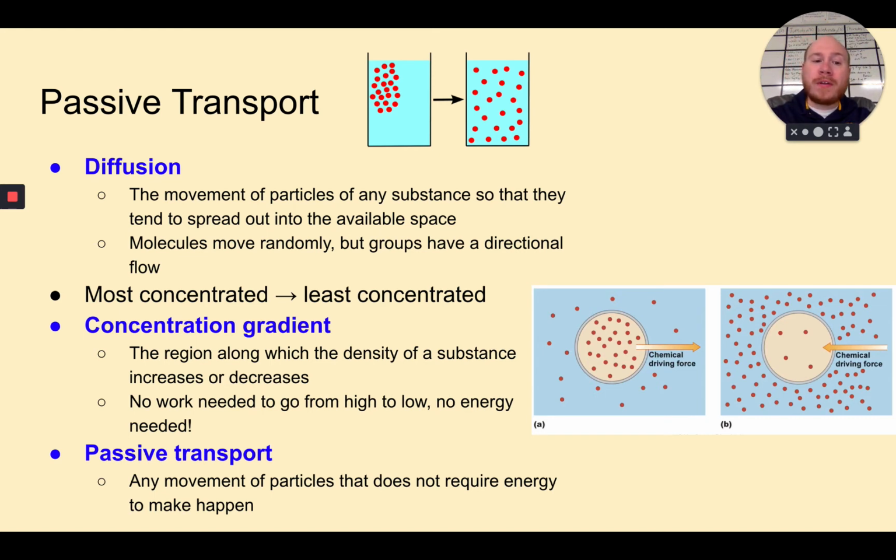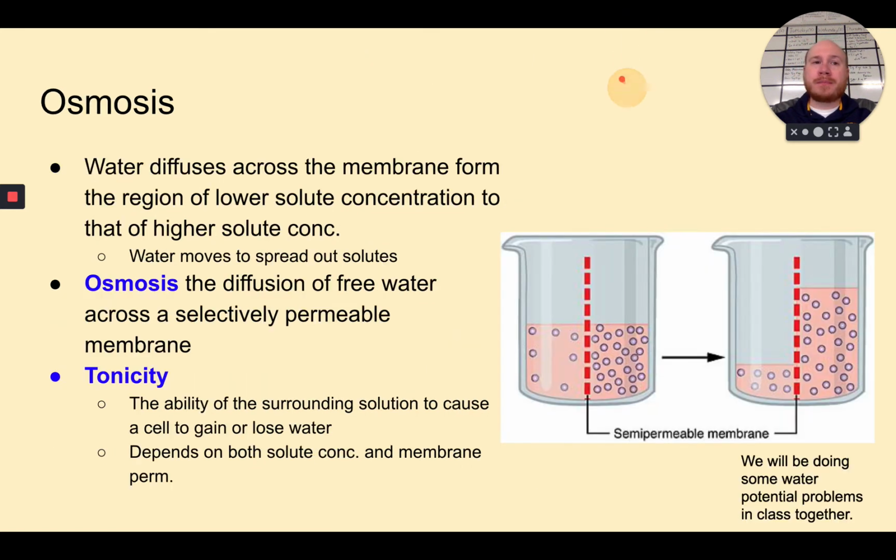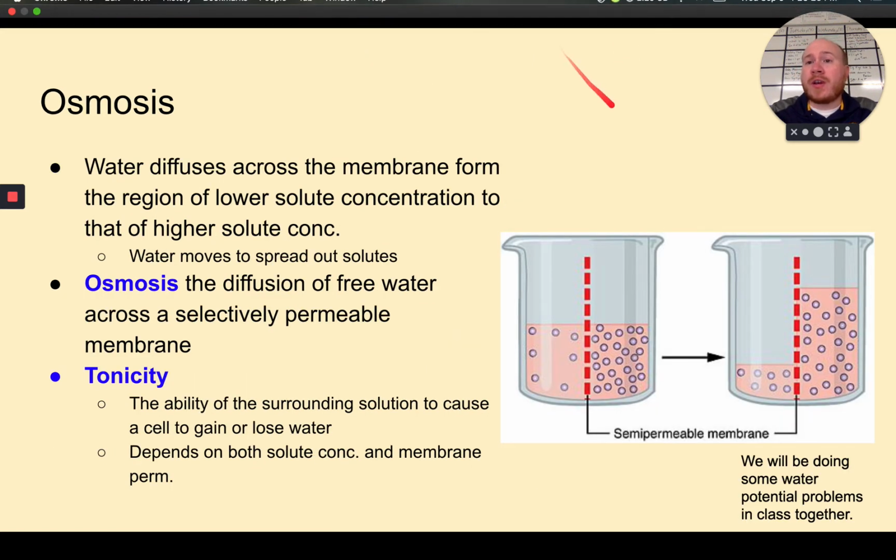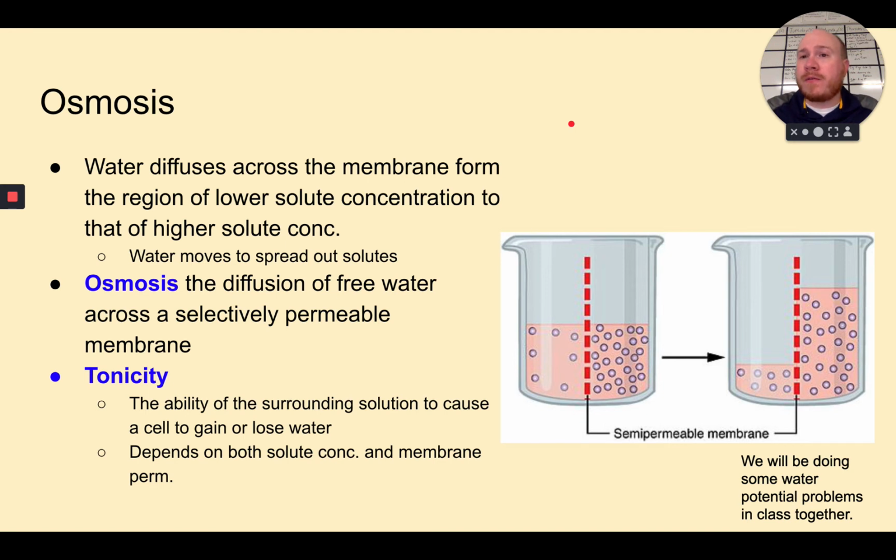Passive transport is any movement of particles that does not require energy to make it happen. So this whole video is just about passive transport. So no energy is needed for any of these things. So just be aware of that. All of these do not require energy. The first major type of passive transport other than diffusion, and diffusion would be things like oxygen and carbon dioxide, but this is a little bit different.